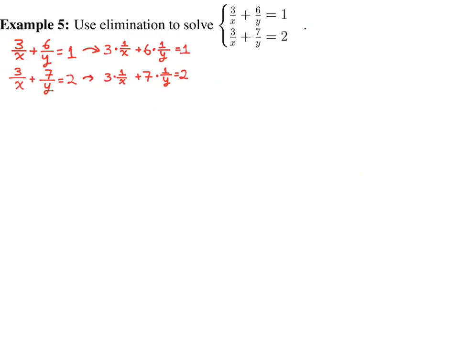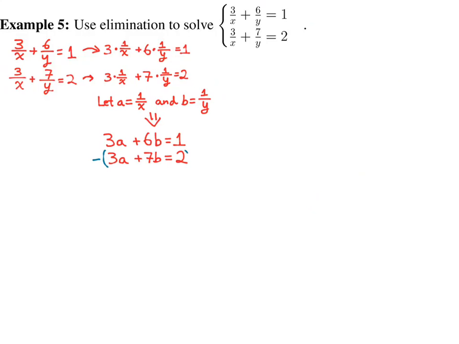So a way of cheating your way through this is to just make new variables. And this is a trick that you will see happening with increasing frequency in your life. So instead of writing 1 over x, I'm going to write a. And instead of 1 over y, I'm going to write b. Because that makes this look so much better. See, you got 3a plus 6b equals 1. You got 3a plus 7b equals 2. And now this looks almost like a sane thing to do.